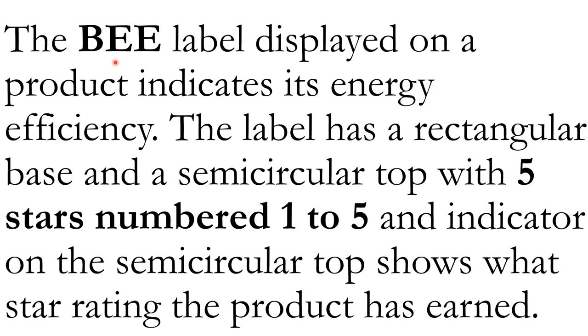The BEE label displayed on a product indicates its energy efficiency. The label has a rectangular base and a semicircular top with 5 stars numbered 1 to 5, and an indicator on the semicircular top shows the star rating the product has earned.